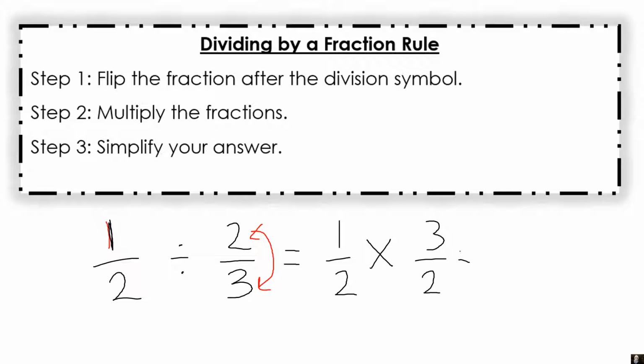So we all know how to multiply fractions. We do 1 times 3 on the top, and on the bottom we do 2 times 2, which is 4. Now simplify your answer. We can't simplify 3/4 any more than it already is. So our answer is 3/4. All right, now let's have a look at some more examples just below us.